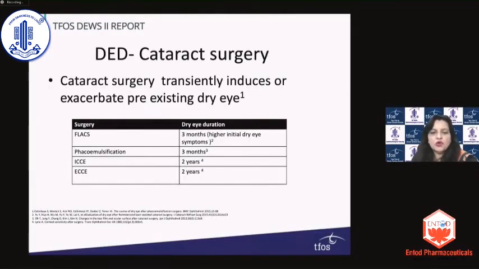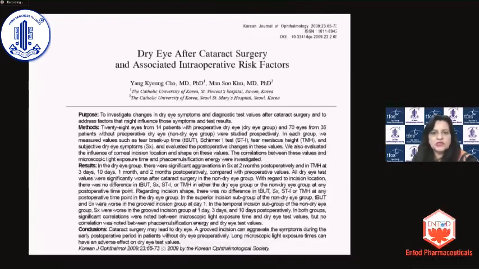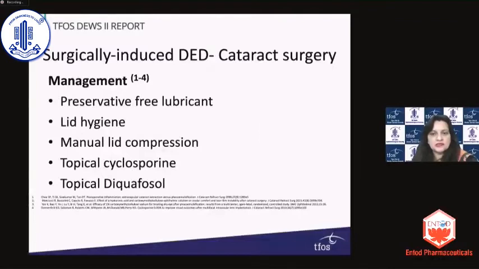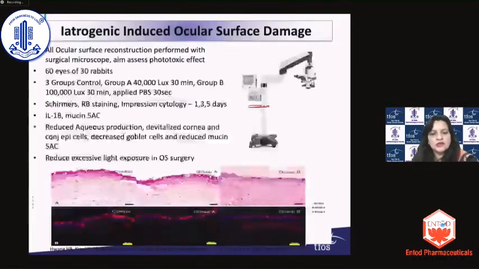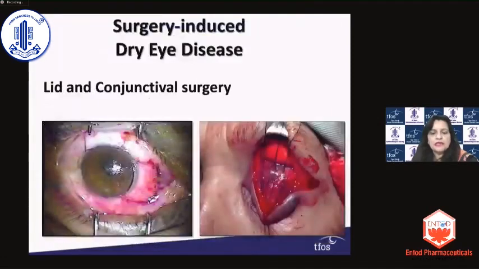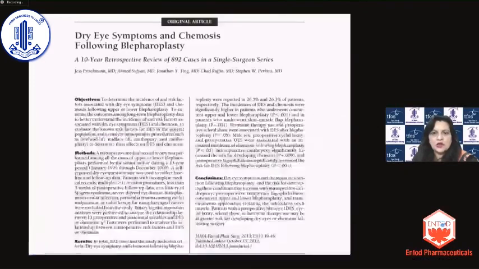Then femto and phaco can cause likewise, and with ICCE and ECCE, the dry eye duration would be much more prolonged because the incisions are larger. And again, risk factors for this have already been described. And long microscope light exposure is supposed to have an adverse effect on these cases. Again, preservative-free lubricants, lid hygiene, topical cyclosporin, and topical diquafosol, which is not available in our country, can be given. Then apart from this, other surgeries like pterygium surgery, squint surgery, lid surgery can also cause dry eye.